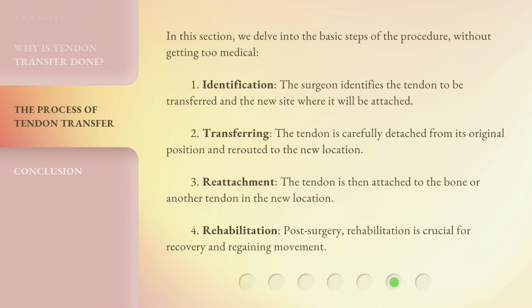In this section, we delve into the basic steps of the procedure, without getting too medical. 1. Identification. The surgeon identifies the tendon to be transferred and the new site where it will be attached. 2. Transferring. The tendon is carefully detached from its original position and rerouted to the new location.